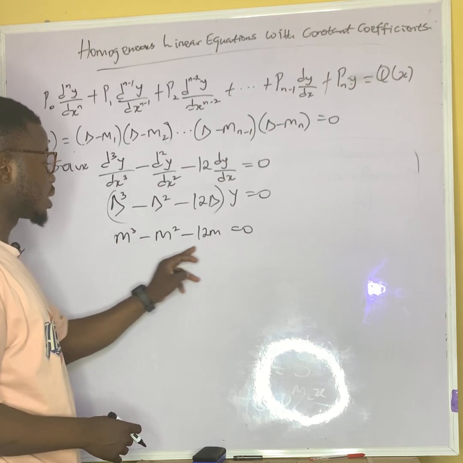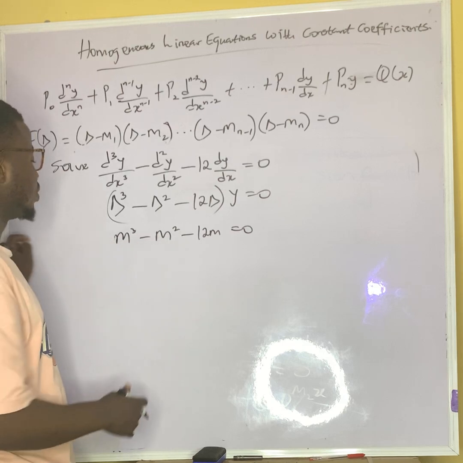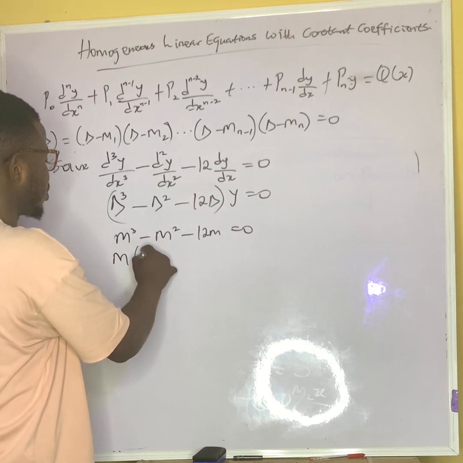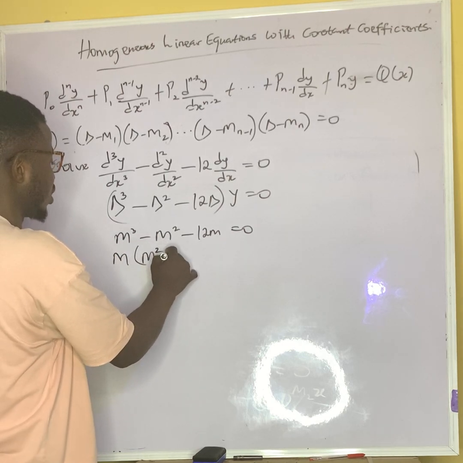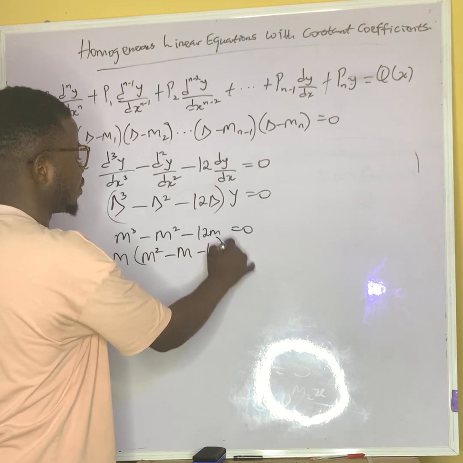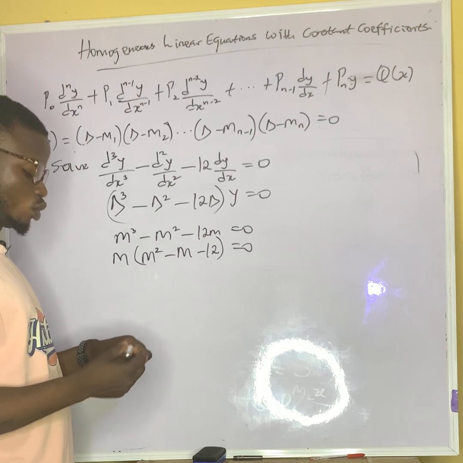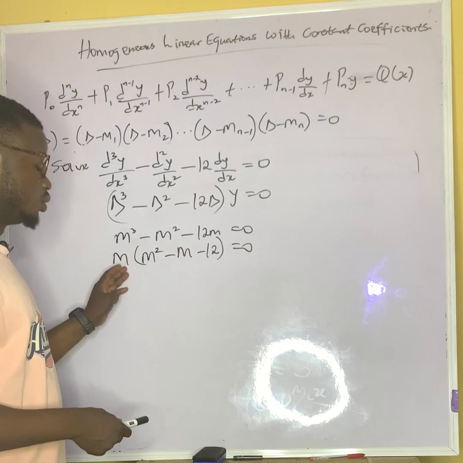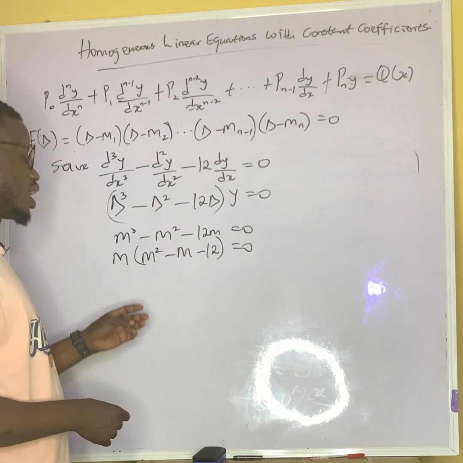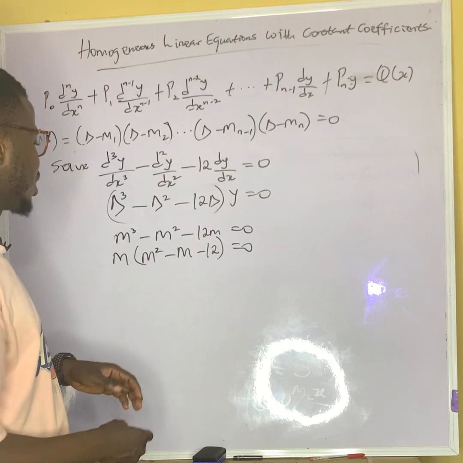And if we observe this very well, we can see that m is common to everything. So that means you can factor m out, and that will be m times (m squared minus m minus 12) equals to 0. Since m is common to everything, we can have it like this. Don't forget that we're going to have 3 roots in this case, that will be m1, m2, and m3.